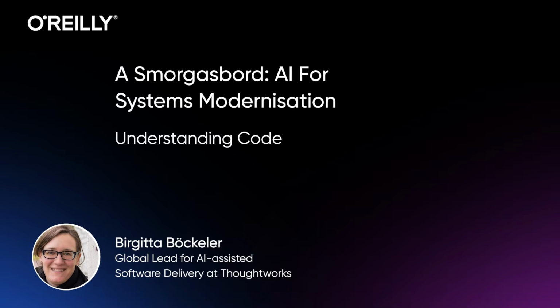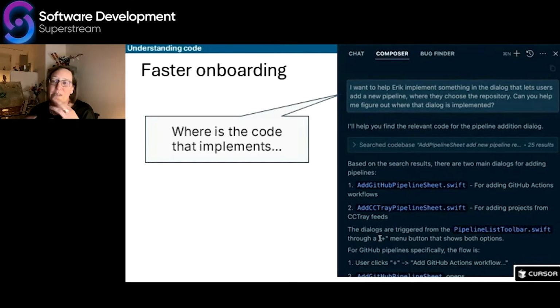With generative AI, there are new ways for us to navigate, browse, and search code. There are also new ways to onboard faster onto legacy applications, or applications that maybe not everybody understands that well still. So you can ask questions like, where is the code that implements the following thing? It helps you find the right places in the code.